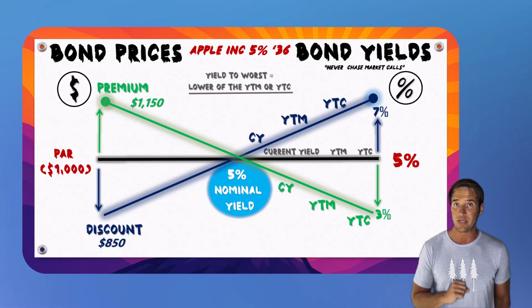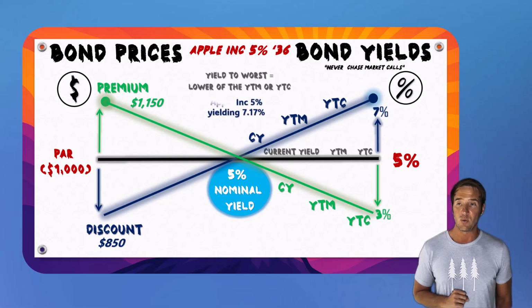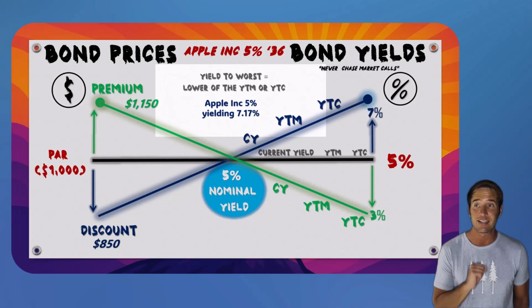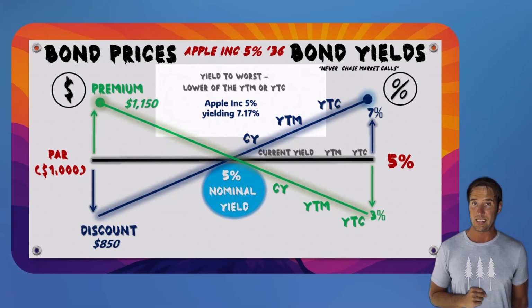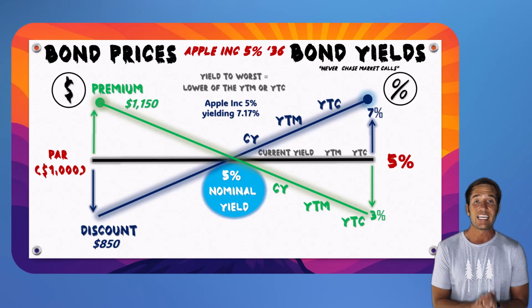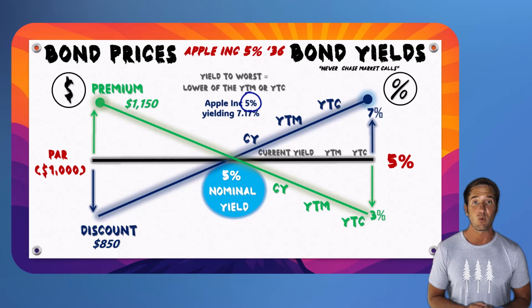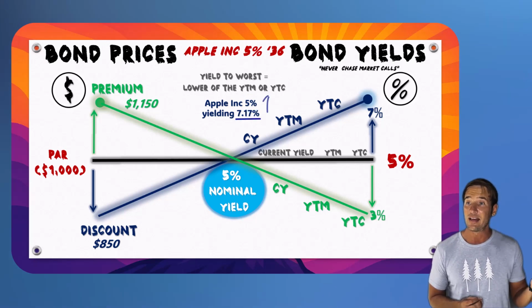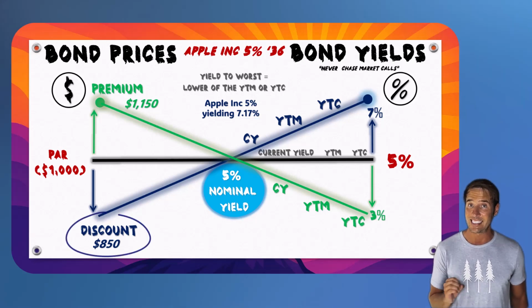What does that mean? Well, let me give you an example. Here's a bond quote. Apple Inc., 5%, yielding 7.17%. Well, what does that mean, everybody? That means that the lower of the YTM or the YTC on this particular bond is 7.17%. Well, let's go ahead and figure out which bond we're talking about. Well, remember, our coupon is 5. And what do we tell you in the yield quote? We tell you that current yields are higher than the coupon. So that means we're trading on the blue line, the discount bond.